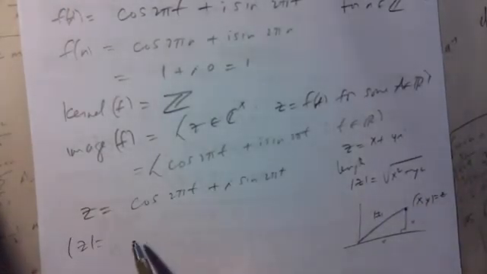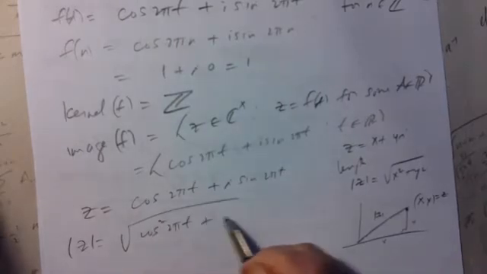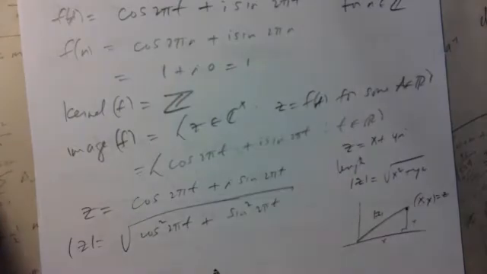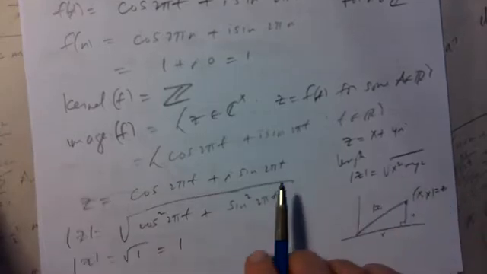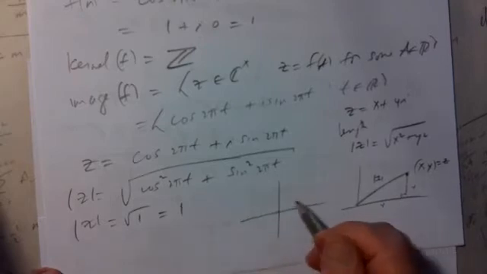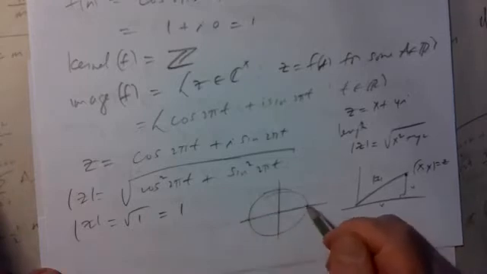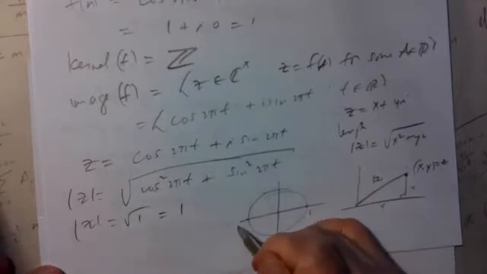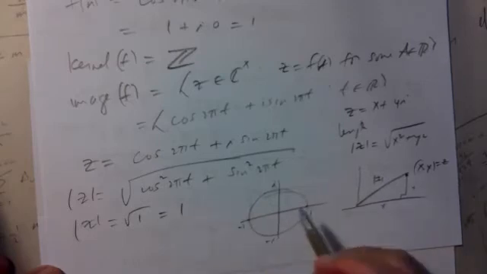So the absolute value of z is the square root of cosine squared of 2 pi t plus sine squared of 2 pi t. And cosine squared plus sine squared is 1. So the absolute value of z is 1. What do you call the set of points in the plane whose absolute value is 1? It's called a circle of radius 1. This is 1, minus 1. These points are the complex numbers i and minus i. This is the unit circle.